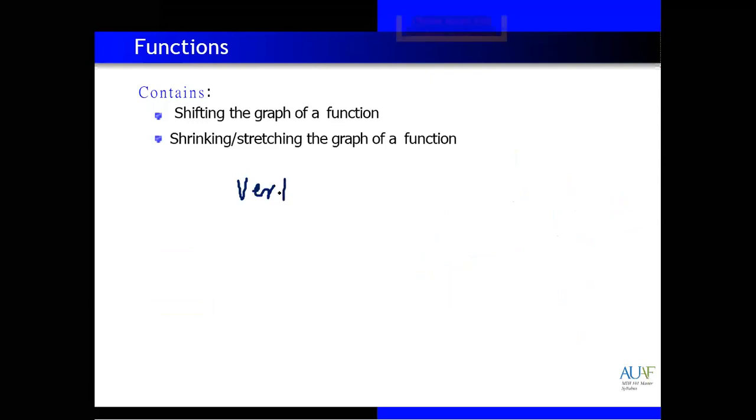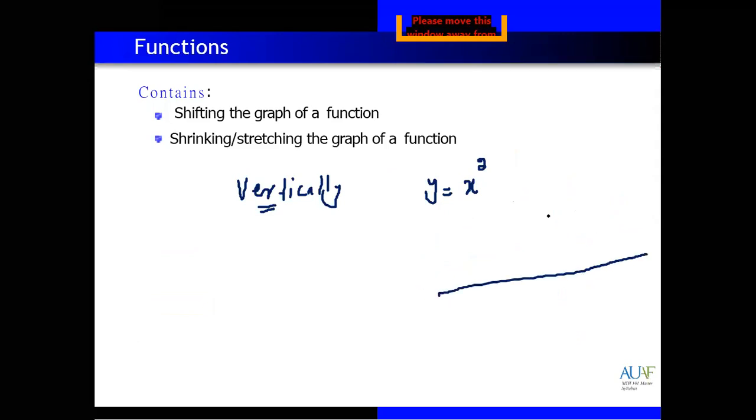Sorry, vertically shifting. Vertically means upward and downward, two directions. We have the function y is equal to x square. What will be the graph? The graph will be a parabola. It will open upward. It will start from 0.